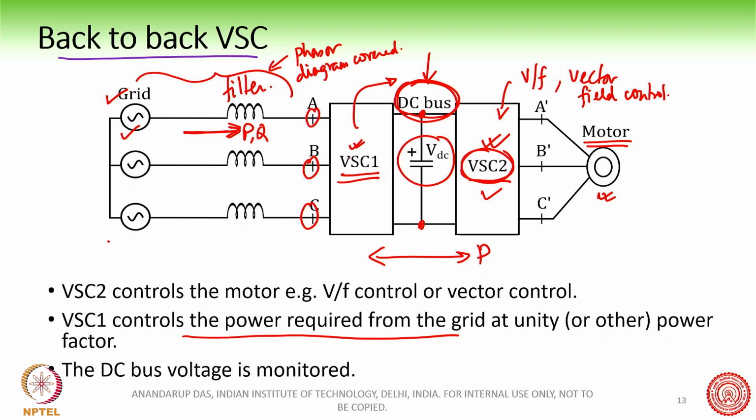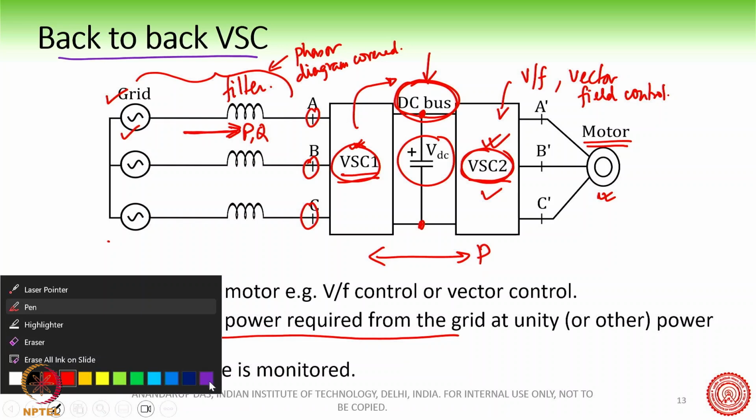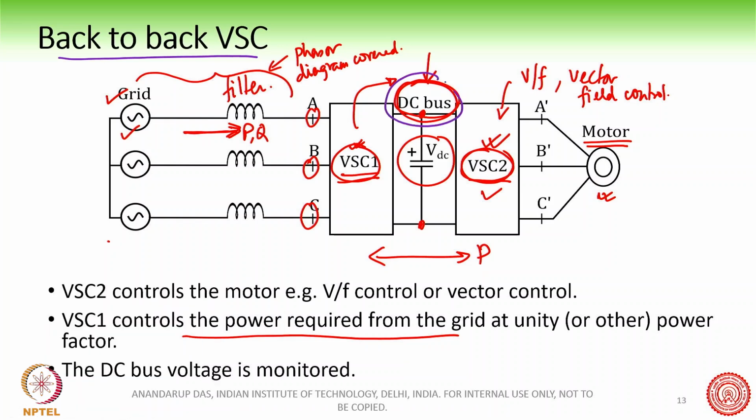So therefore, what does VSC1 do? VSC1 basically only sees this DC bus, and will make sure that the requisite amount of P and Q is drawn from the grid. Q is not necessary, we can make Q equal to 0. Usually Q is made 0, which means we are operating at unity power factor. But Q can be used. You can have a non-unity power factor also.